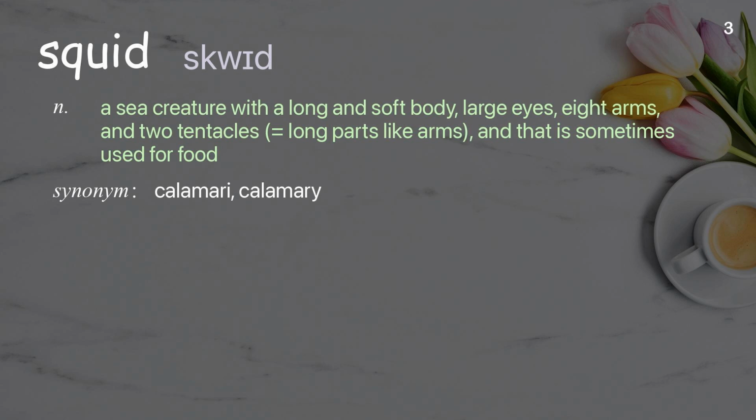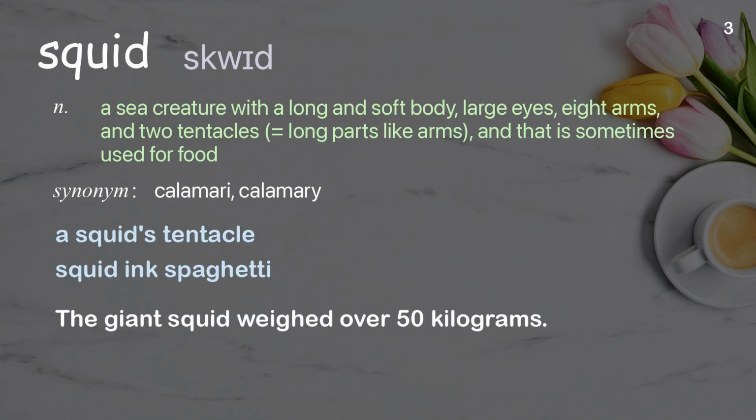Squid. A sea creature with a long and soft body, large eyes, 8 arms, and 2 tentacles, which are long parts like arms, and that is sometimes used for food. Examples: A squid's tentacle. Squid ink spaghetti. The giant squid weighed over 50 kilograms.